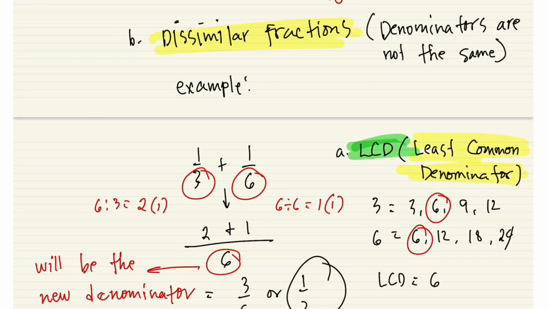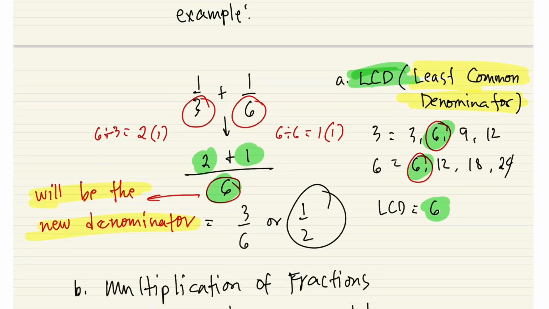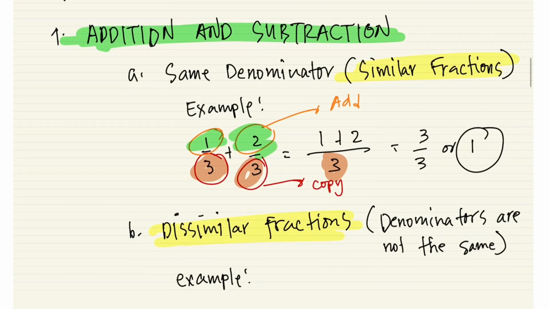LCD stands for least common denominator. Find the multiples of 3 and the multiples of 6, and you get the least possible number which they share, and that will be your LCD. You use that LCD as the new denominator, and then divide. 6 divided by 3, you have 2 times 1, which is 2. Then 6 divided by 6 is 1 times 1, the answer is 1. So you add 2 and 3, you have 3 over 6, and then you simplify, and you have 1/2.